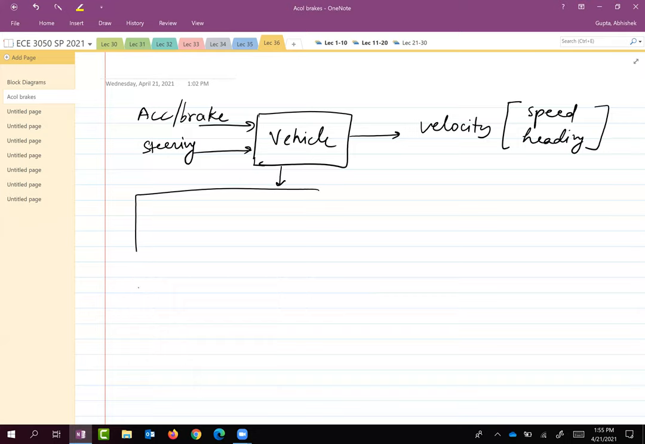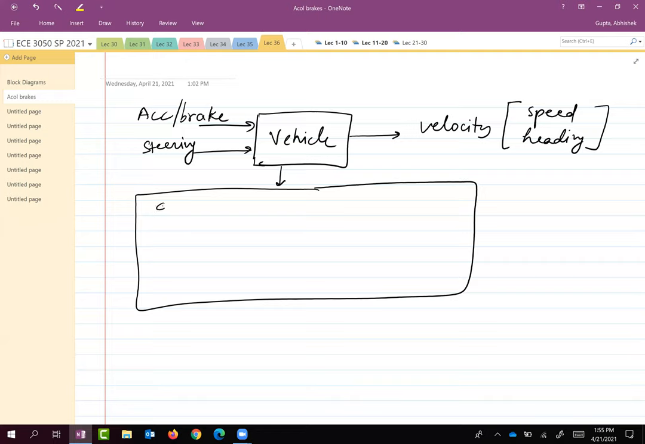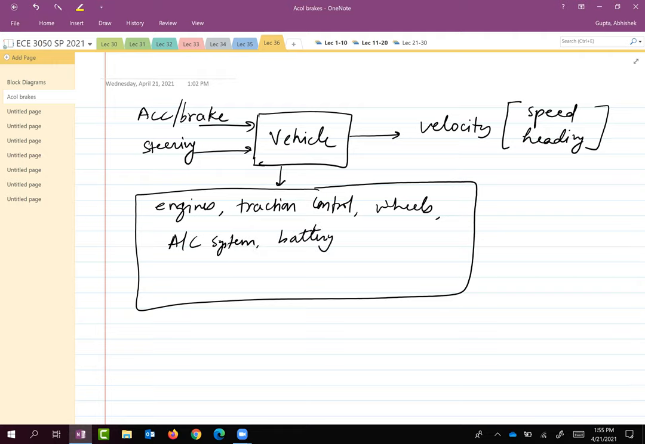internally within the vehicle, you have a whole bunch of subsystems like engines or traction control system or wheels, air conditioning system. It may have a battery pack if you're in a hybrid vehicle or electric vehicle. It could have a motor, it could have a generator, and so on and so forth. So each system itself comprises multiple subsystems, each of which also has this input-output characteristic. And these subsystems are essentially arranged in some fashion, which could be series, parallel, or feedback interconnection form, or a combination of these three different interconnections.